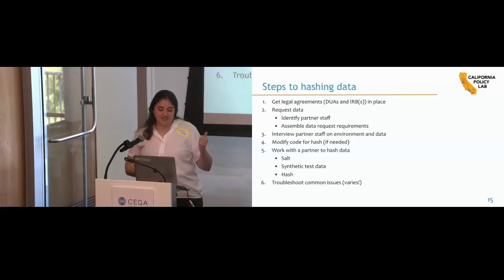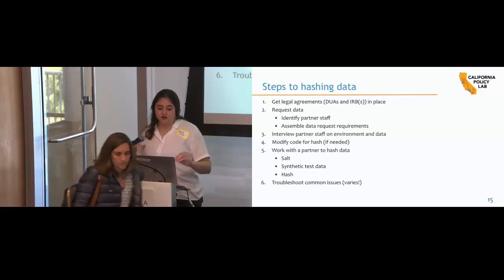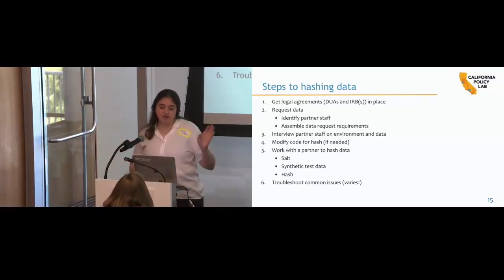The next thing is work with a partner to hash the data. And this consists of 3 main steps. The first one is the salt. The second one is testing the salt and the caching code using a synthetic test data set. And this is an extremely important step, and we're gonna talk about why this is in a second. And then finally, hash.